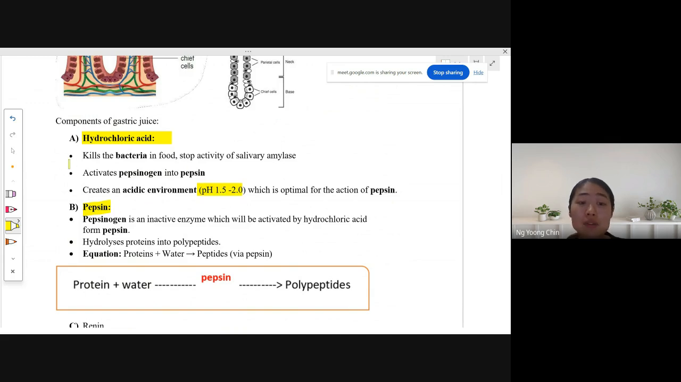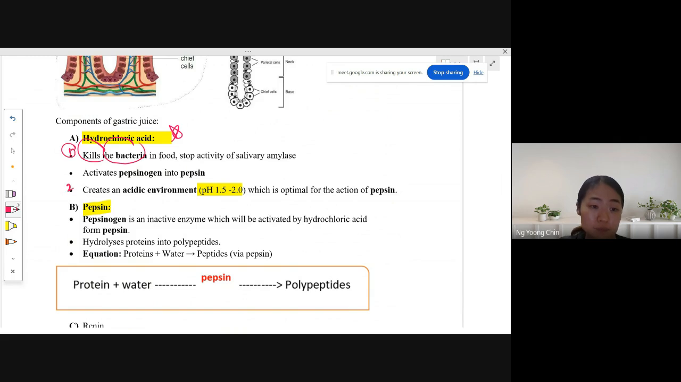So the function of hydrochloric acid, the exam will ask you this question. What is the function of the hydrochloric acid in the stomach? So you should write, because hydrochloric acid is sour, they are able to help kill the bacteria in the food because it's very highly acidic. This is the first one.